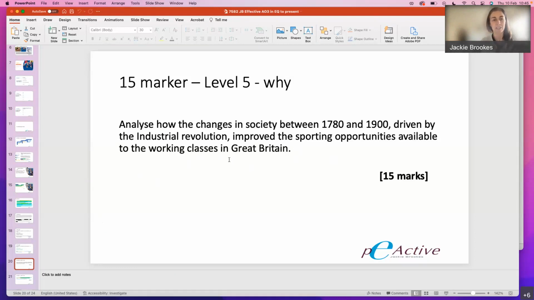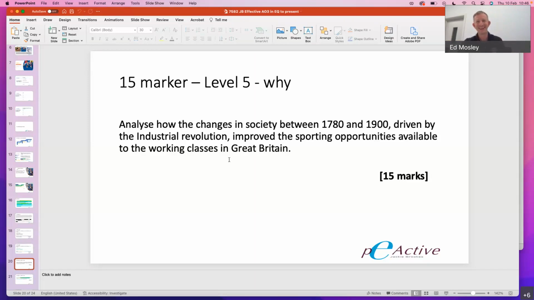Is anyone willing to, sorry, my cat's decided to join us. Anyone willing to come off mute and see how they would book it? That's horrible of me to put you on the spot. Ed seems to have just volunteered Sophie, I think. Sophie, this is Sophie's area of the spec, so go on, Sophie, try and book it.